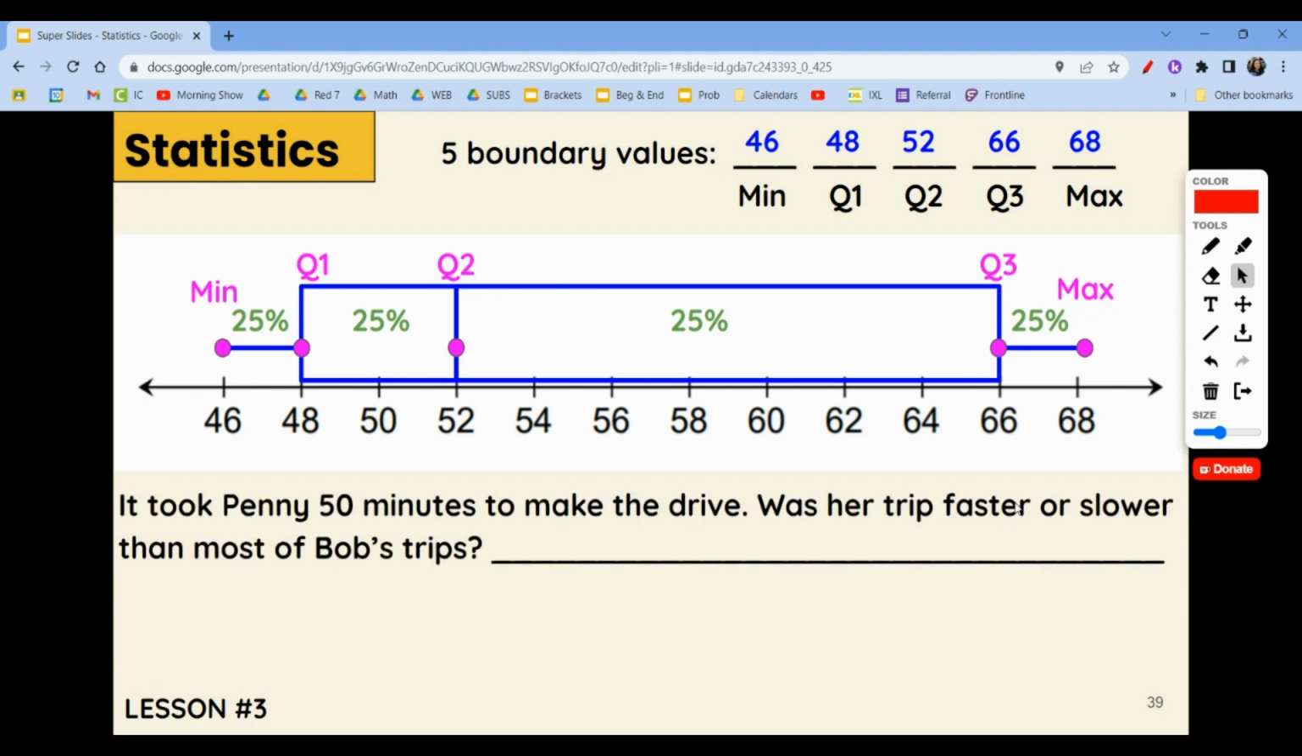It took Penny 50 minutes to make the drive. 50 minutes would be like right here. Was her trip faster or slower than most of Bob's trips?